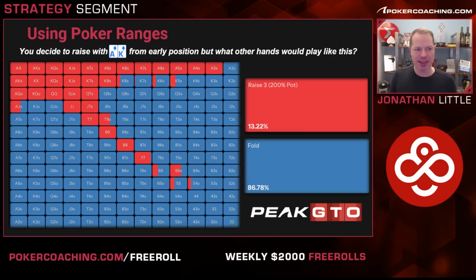Well, using Peak GTO, check it out at peakgto.com, you should be raising with all of these hands in the situation from early position. The hands in red are raising, the hands in blue are folding. Simple as that. So in this scenario, when you raise, you're not only raising with ace king. Your opponents cannot put you on ace king, because you'd also play aces and queens and sevens and 6-5 suited and ace-4 suited and king-queen offsuit and all the other hands in the exact same manner. And that's going to keep your opponents guessing.